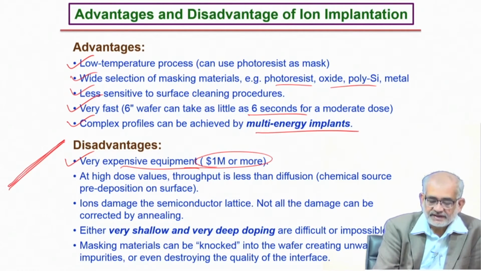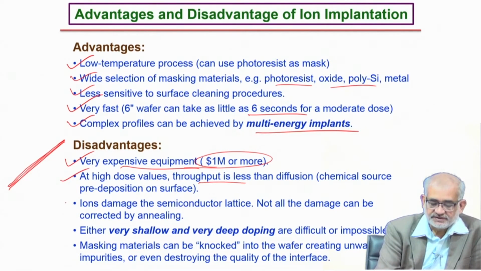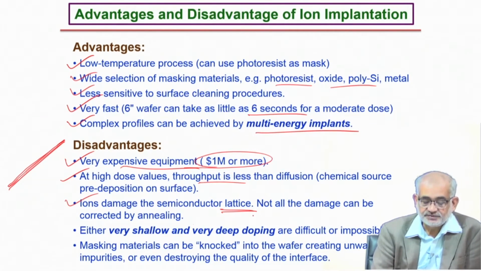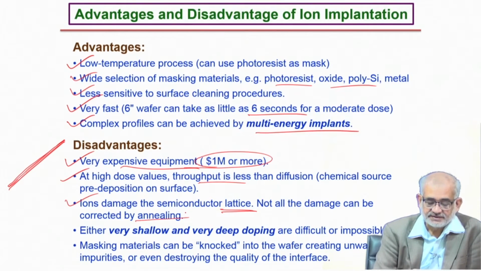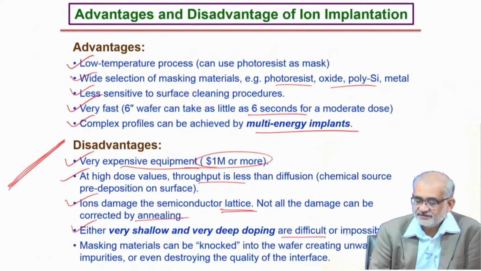So at high dose level, the throughput is less than diffusion. Even if you are using fairly high dosage or fairly high excitation voltage, still the diffusion depth will be lower. So there will be certain damages induced to the lattice, point defects created, and these need to be controlled or corrected by annealing. So either very shallow or very deep doping, both are difficult if not impossible.